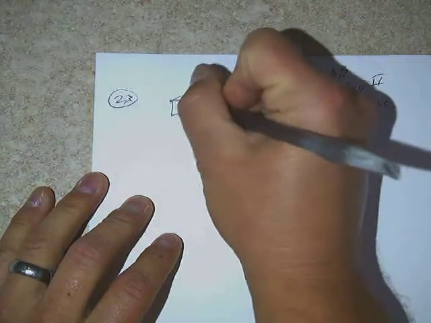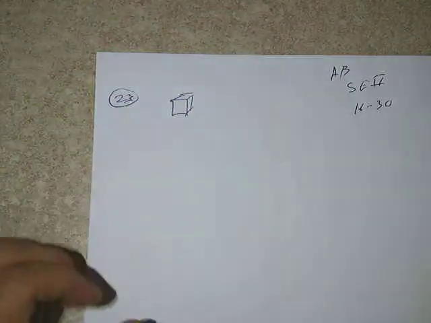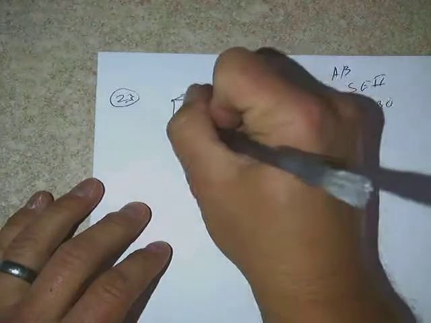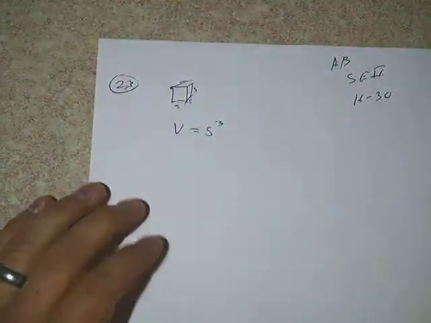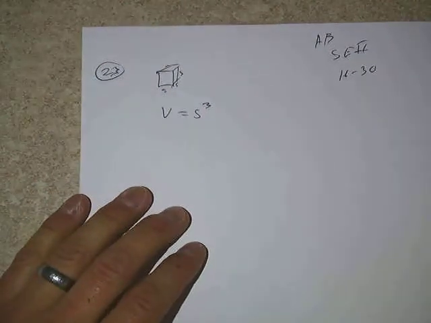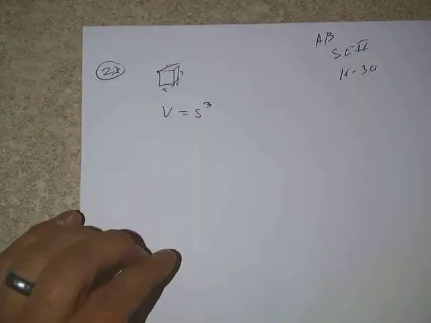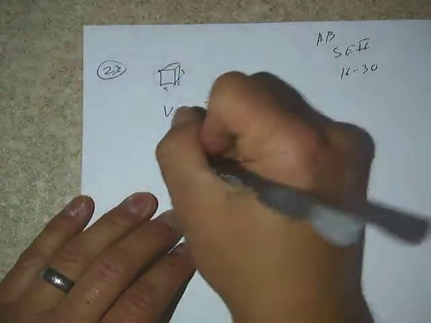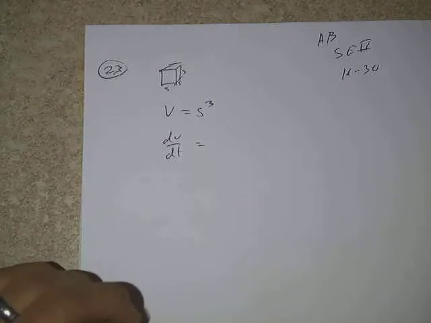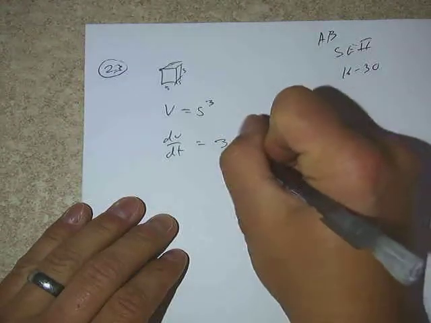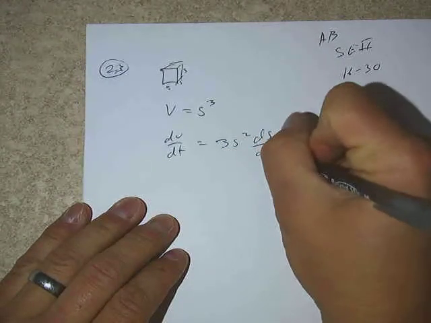And we know that if we have a cube, the volume is going to be length times width times height. But for a cube, all the dimensions are the same, so the volume would just be s cubed. All right, and ultimately, again, we want to know the rate of change of the volume. That would be our dV/dt, which we can find by differentiating our equation with respect to time. So we get 3s squared ds/dt.